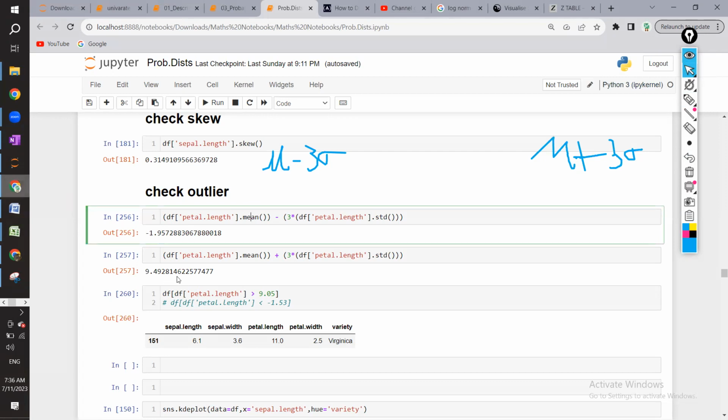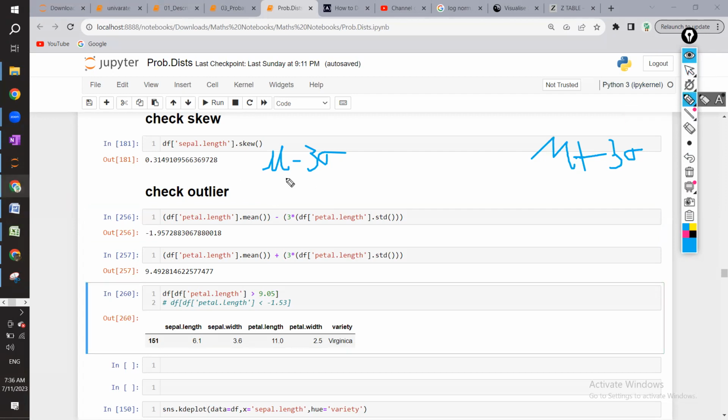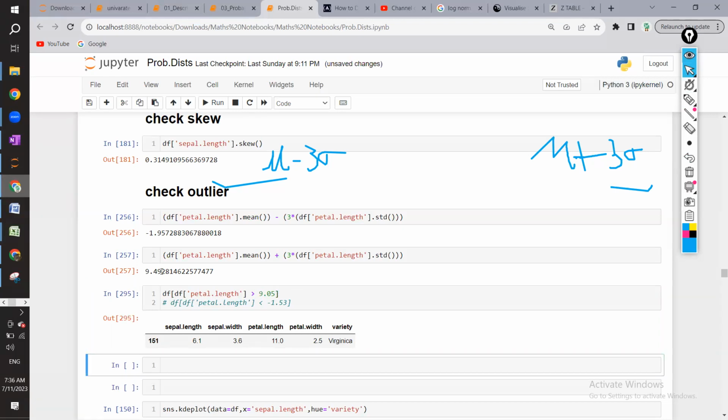So now any value less than this or greater than this will be an outlier. If I just calculate greater than 9.49, we got one row whose petal length is greater than 9.49, which is 11. This can be considered an outlier.